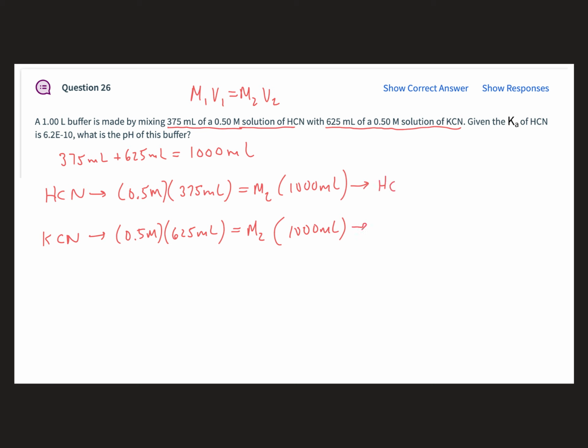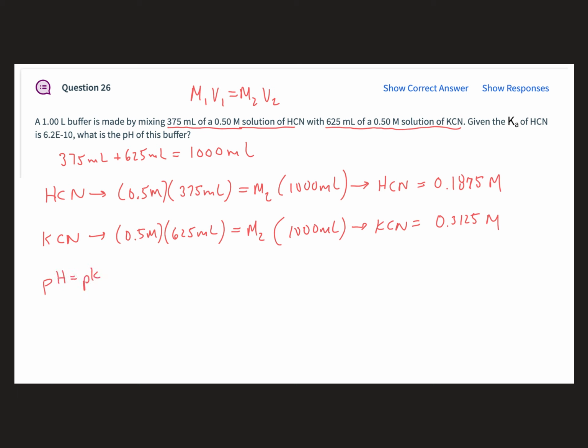So for our hydrogen cyanide and for our potassium cyanide, we can find our new concentration. I've got 0.1875 molar here, and I've got 0.3125 molar here. Now to find the pH, we have our concentration of our acid and its conjugate base. Now to find the pH, we need the Henderson-Hasselbalch equation.